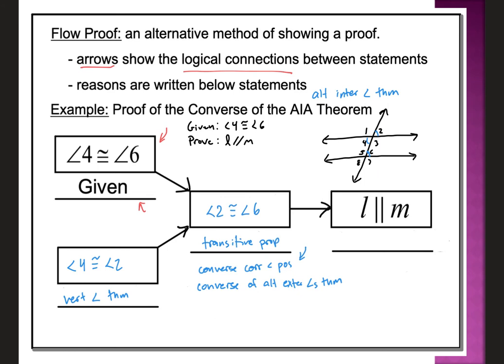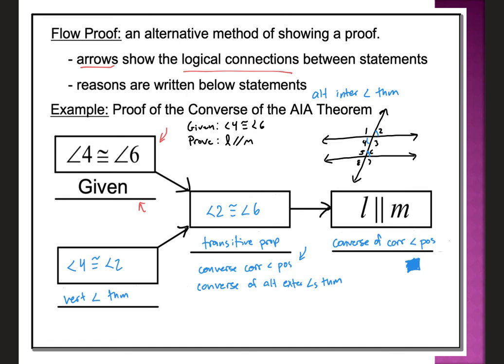I'll spell it out this time. And then because angle 2 is congruent to angle 6, I can say the lines are parallel because of the converse of the corresponding angles postulate. Okay? Sign off. Always sign off. It's still a proof. And we're done.